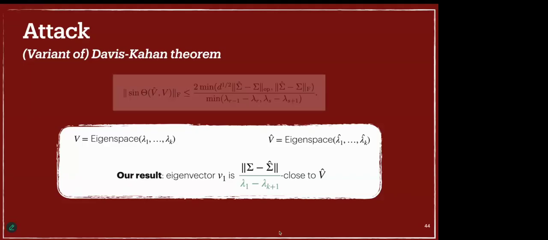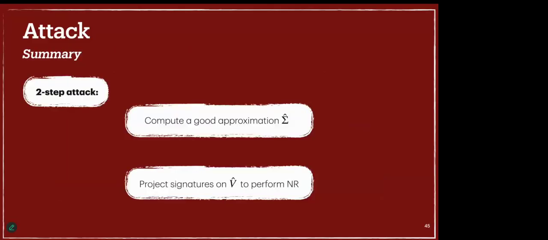So one of our results is a slight generalization of the Davis-Kahan theorem, where we say that the eigenvector v1 corresponding to lambda 1 is this quantity close to the space V hat, where the denominator has changed. Instead of a gap between two consecutive eigenvalues, we have a larger gap, which is the gap between the largest eigenvalue and the one following our space. This gives us a two-step attack. The first is to compute an approximation, then project the signatures on the relevant subspace from the approximation and perform the Nguyen-Regev attack.